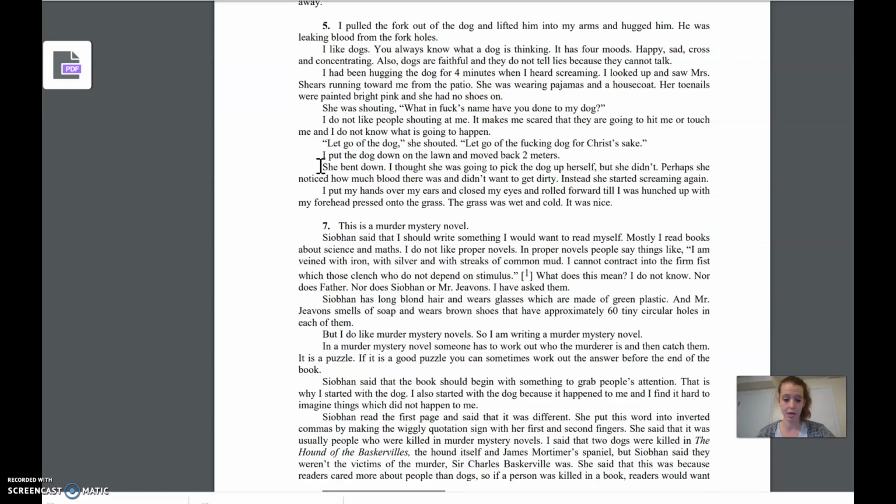Chapter 7. This is a murder mystery novel. Siobhan said that I should write something I would want to read myself. Mostly I read books about science and maths. I do not like proper novels.